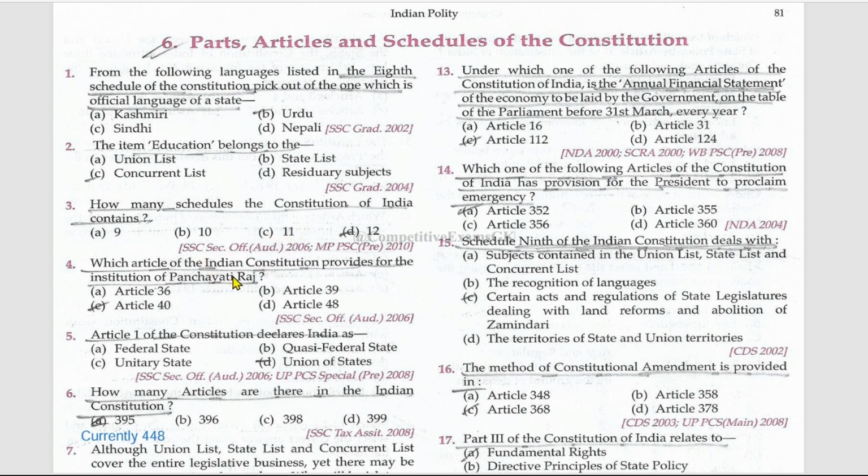Which article of the Indian Constitution provides for the institution of Panchayati Raj? Article 40. Article 1 of the Constitution declares India as a Union of States. How many articles are there in the Indian Constitution? 395, but currently it is 448.